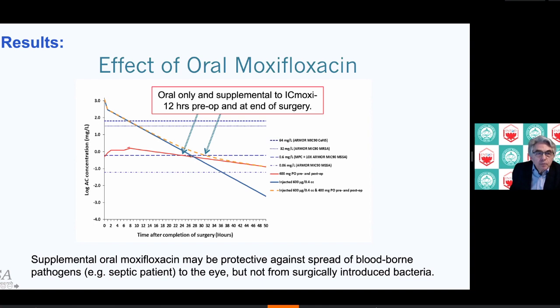If you then go and you give the intracameral, it lasts longer because it goes to 24 hours. And if you give both, it goes to about 30 hours. So is there any benefit of giving this drug orally? Well, perhaps, but I would imagine from this kind of a graph, the benefit really would only occur if the patient had a systemic infection. So you would prevent endogenous endophthalmitis, but you probably would not prevent something that came from surgery.